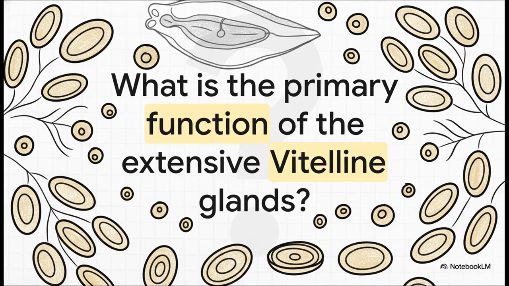All right, now a question for you to think about. We pointed out those vitelline glands that fill up the sides of the body. What is their main job? What is their primary function in the whole reproductive process? Go back and look at your diagram and think about what's needed to make an egg.